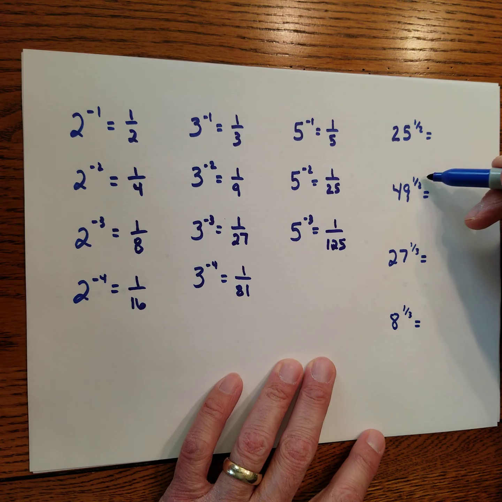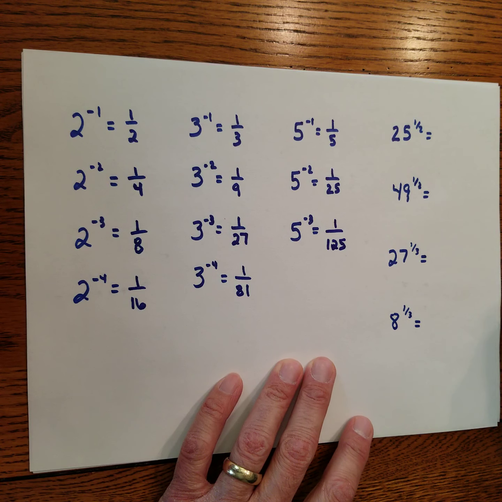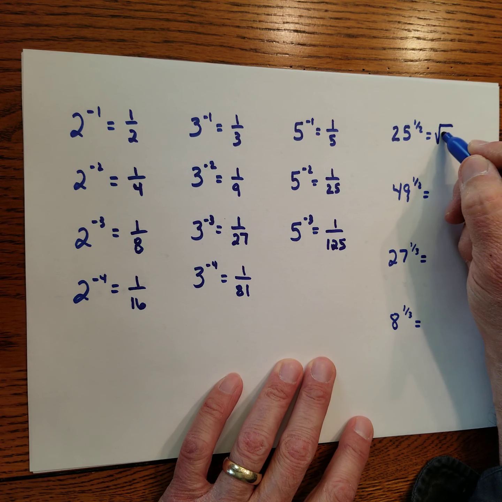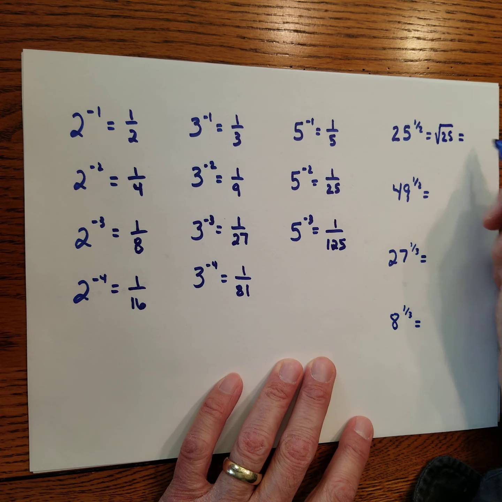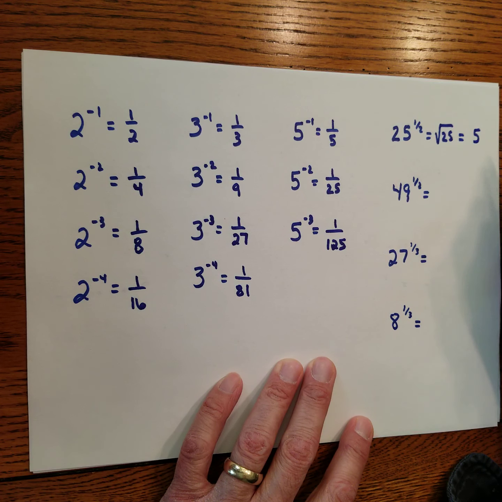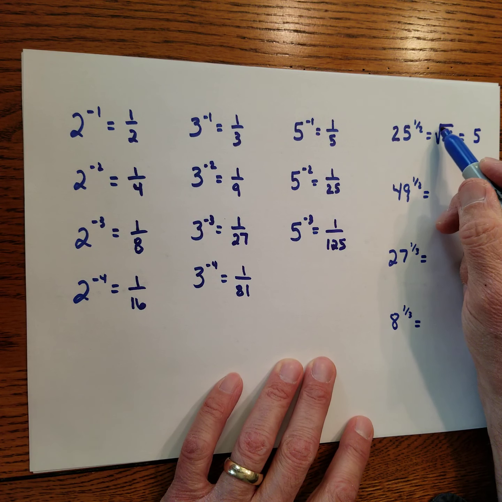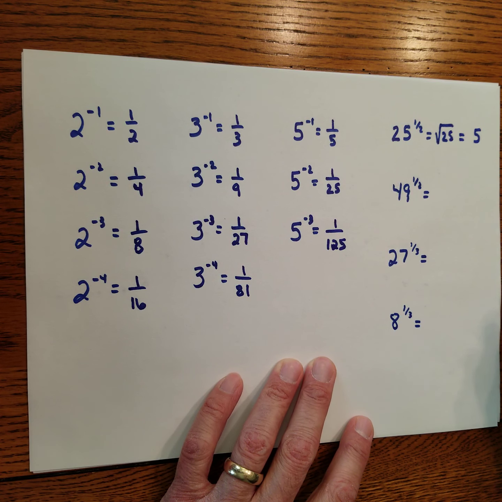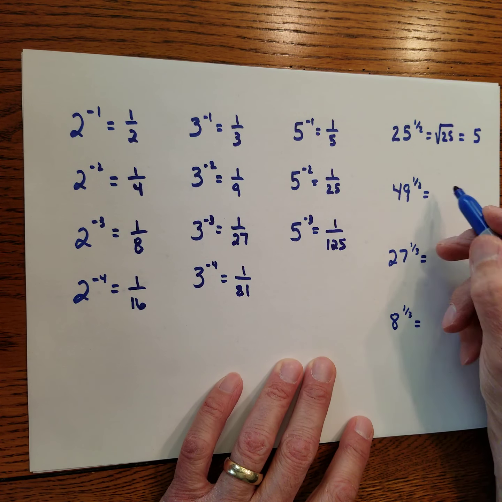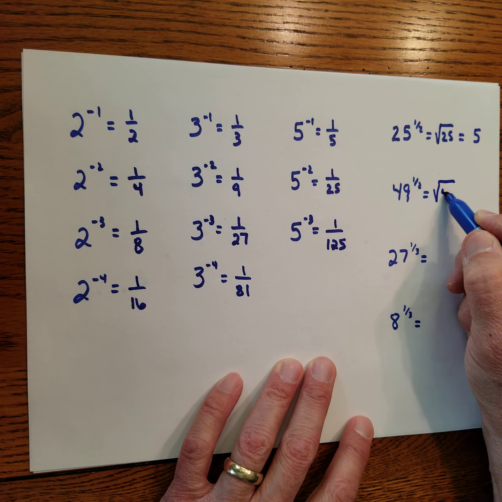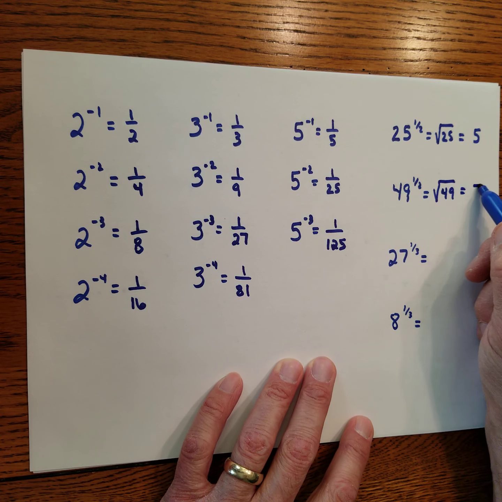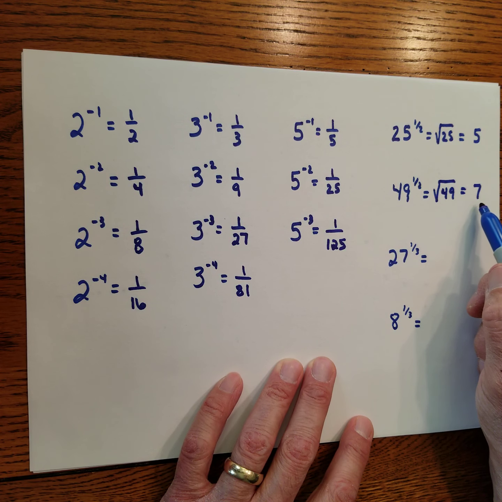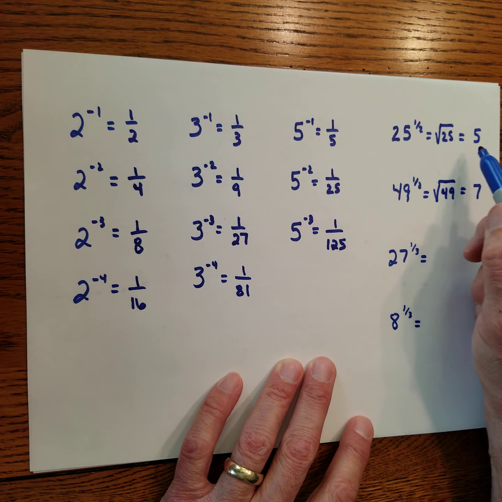When your exponent is a fraction, here's what that means. 25 to the 1/2 power is the same as the square root of 25. The square root of 25 is 5. We don't bother writing this. We read this as square root 25. 49 to the 1/2 power is the square root of 49. I know that's 7. The square root of 49 is 7, just like the square root of 25 is 5.